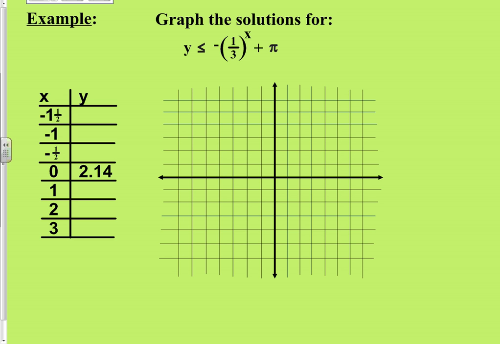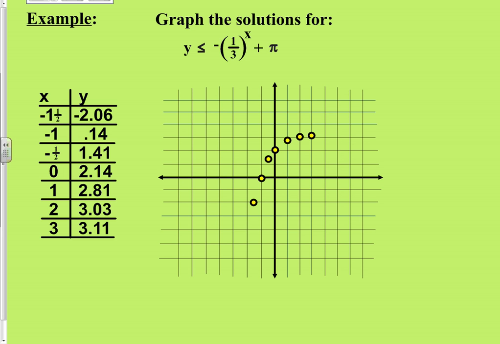Once again, we take these values, we plug them into the equation one at a time in place of x. For every value we plug into x, we ought to be able to get a value for y, and we end up with these decimal points. Using these ordered pairs, those ordered pairs become points on the graph.